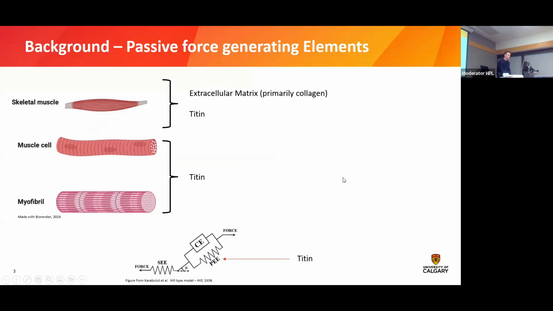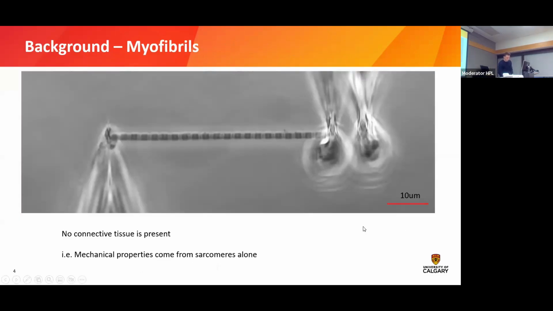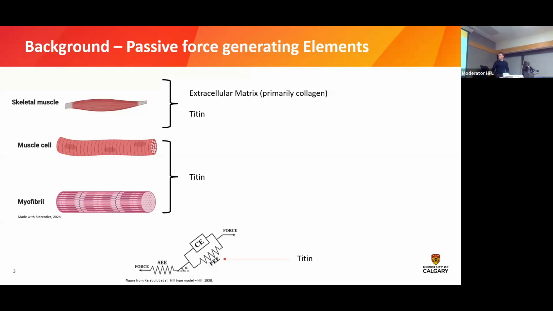But what I want to talk about is what generates passive force within a muscle, and that's titin. So I put a muscle cell here. You can assume it's a skinned muscle cell. Titin is essentially a giant spring protein. It's the largest protein in your body, and it's responsible for passive force generation in muscle. So if I just had muscle, no connective tissue at all, and I stretched it, it's going to store energy, and titin is going to be the protein that stores that energy. And titin, I need to go back here. Titin, I put a Hill-type model figure here.